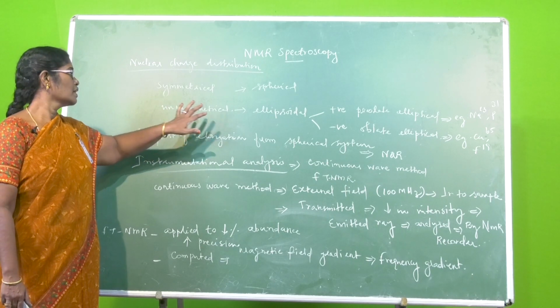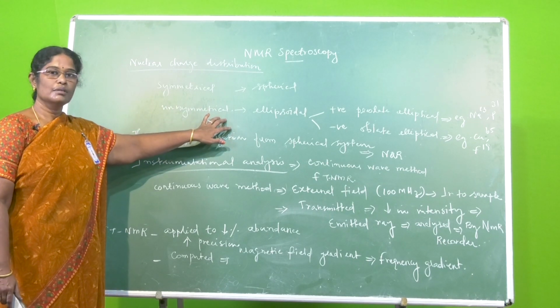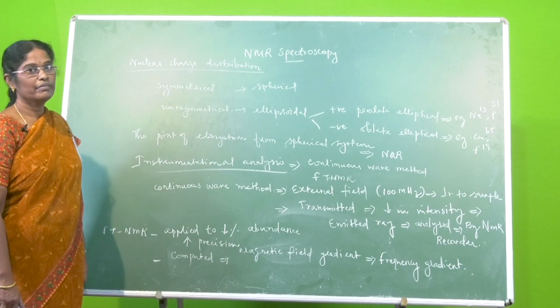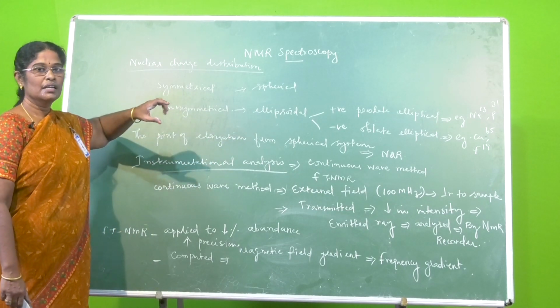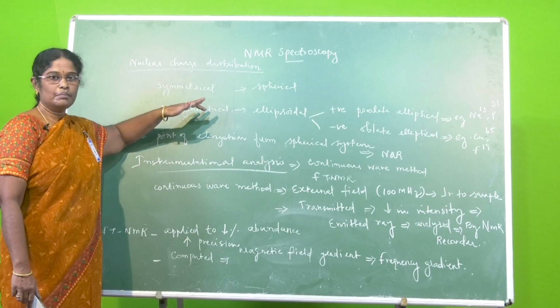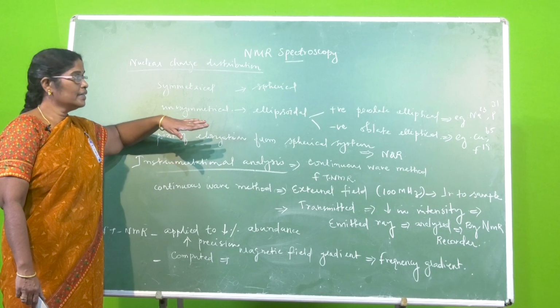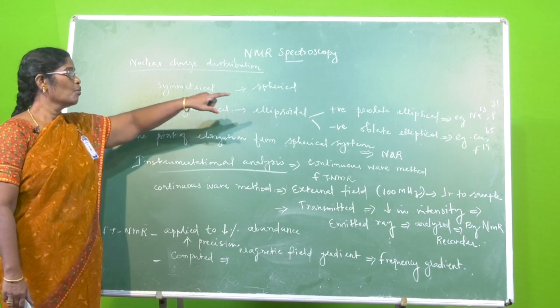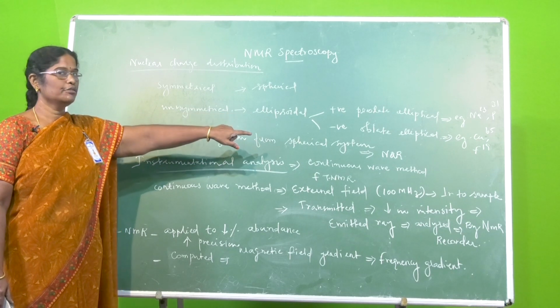That is the case which we call an unsymmetrical distribution of charge density, or the magnetic interactions between the nucleons and the electrons outside the nucleus being ellipsoidal, where two cases arise: the ellipsoid can be of the prolate type or the oblate type. That gives rise to positive Q values and negative Q values.